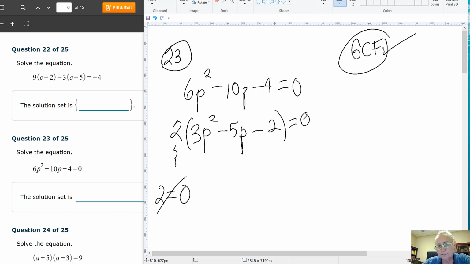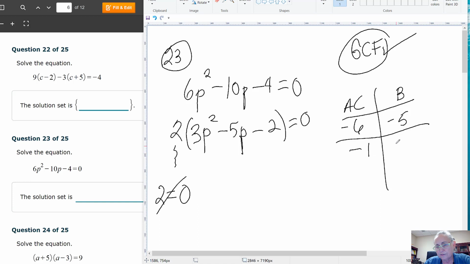So multiply a times c, that's -6, and b is -5. So the factors of -6 that will give me a -5: -1 times 6 gives me a +5, 1 times -6 will give me a -5. This gives me a -6 but a +5. This gives me a -6 and a -5. So I'm going to split this apart. 3p squared plus 1p, you can put a 1 in front of it there, minus 6p minus 2 equals 0.